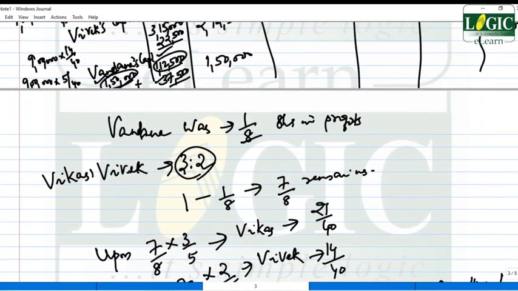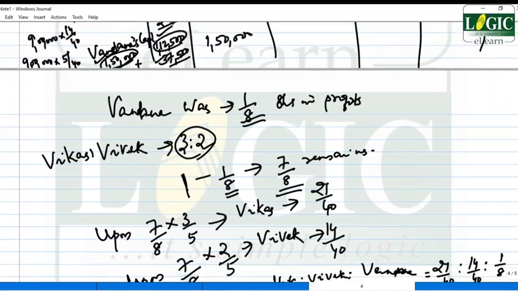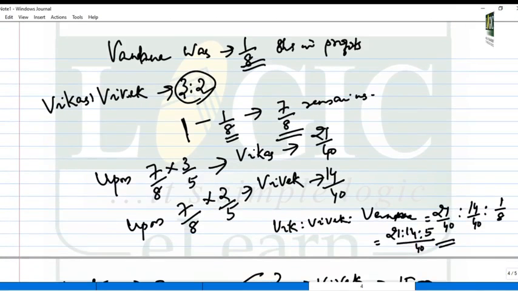Vandana was appointed for 1/8 share in profits, and even after Vandana's admission, the profit share remains the same between Vikas and Vivek. So how will you think? If 1 by 8 is Vandana's share, and the total of the fraction is 1, what remains is 7 by 8. The ratio between Vikas and Vivek is not changing even after Vandana's admission. So what remains is 7 by 8.